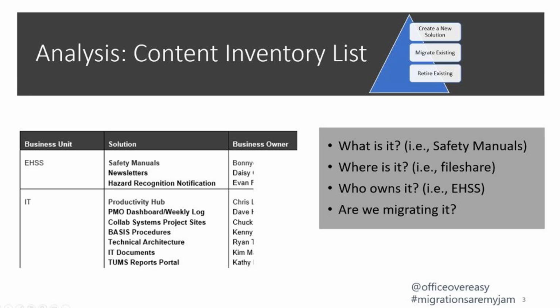And then the second document that's coming out of this content inventory list is what you're retiring, things that you're not bringing over that are either going to stay on-prem or are going to be deleted. All you're doing right now is planning the scope of the project. What's in scope, what's out of scope.